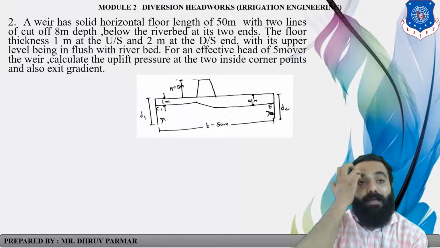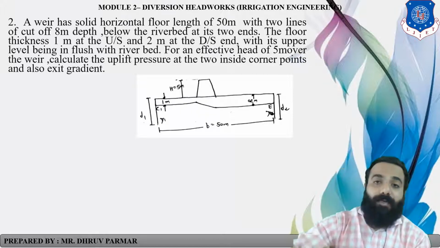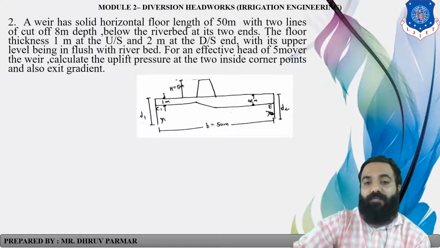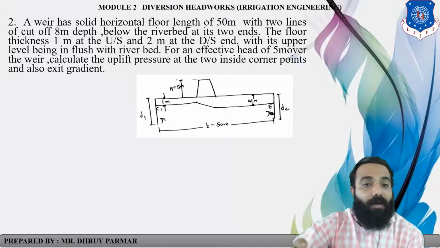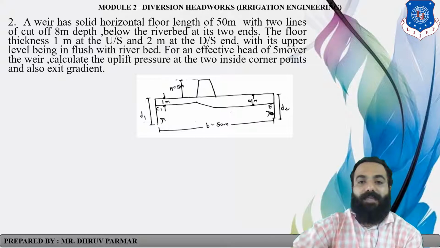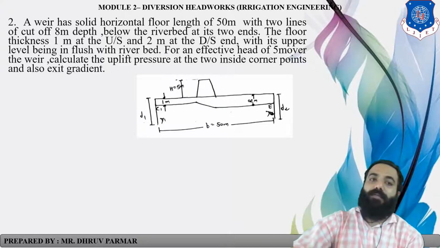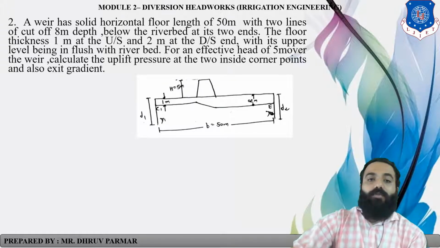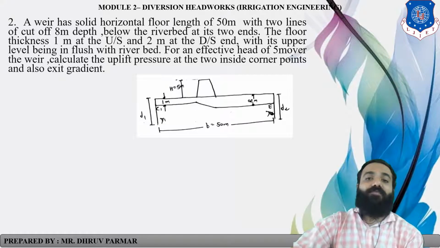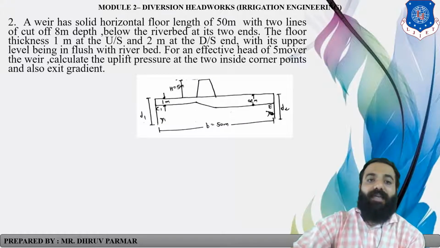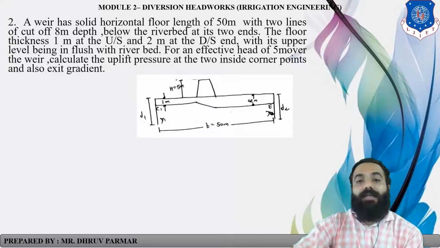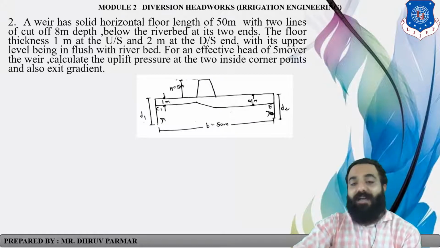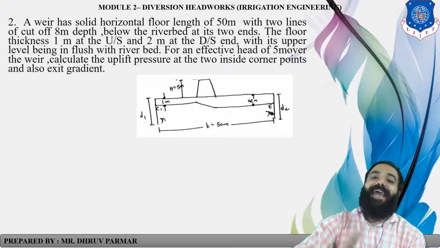So the second example: the floor is given as 50 meter, and two lines of cutoff are given, 8 meter. Clear? So two piles are given at both sides, with the thickness for upstream being 1 meter, and for downstream 2 meter. The head is 5 meter over the weir, and we calculate the uplift pressure at two corner points, the corner points C and E.